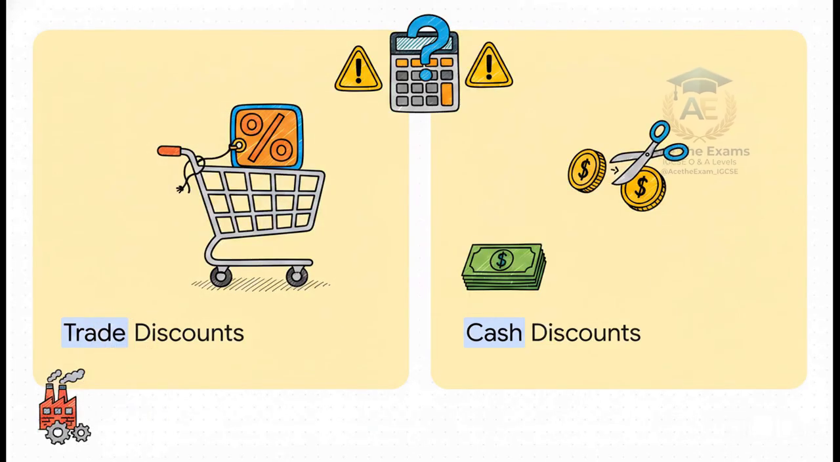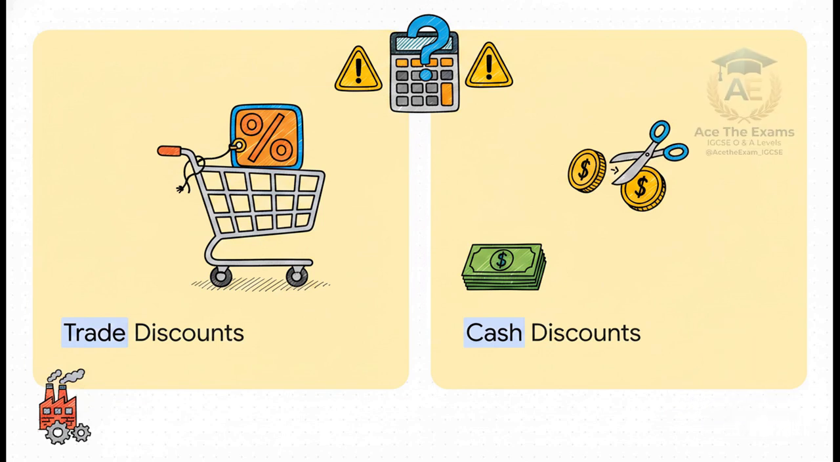Here's another major technical trap you need to watch out for: trade discounts versus cash discounts. Okay, let's do a quick pause and attempt practice. Imagine a business offers a 10% trade discount and a 5% cash discount on a $1,000 invoice. Which one do you actually record in the ledger? Just pause and think about it for a second.